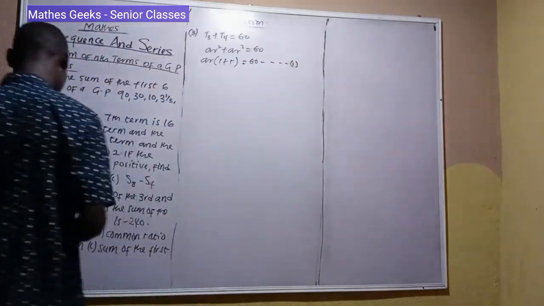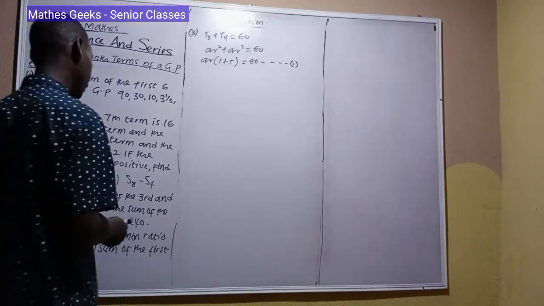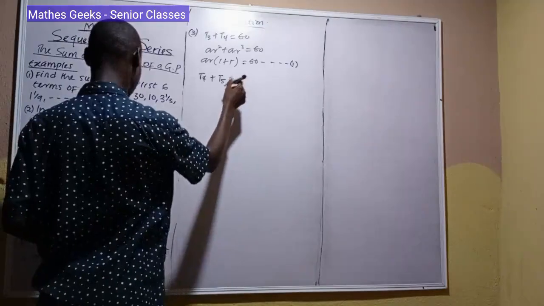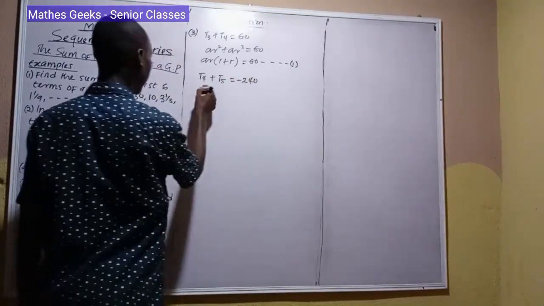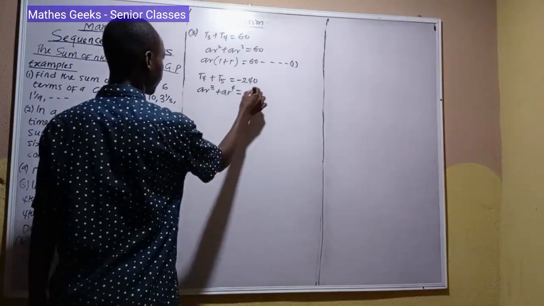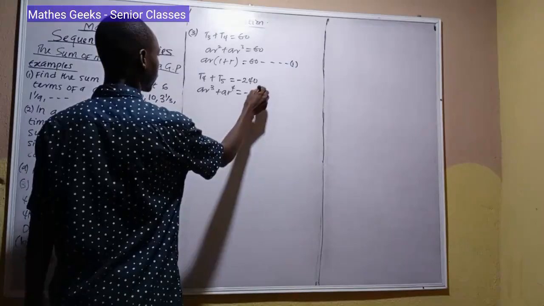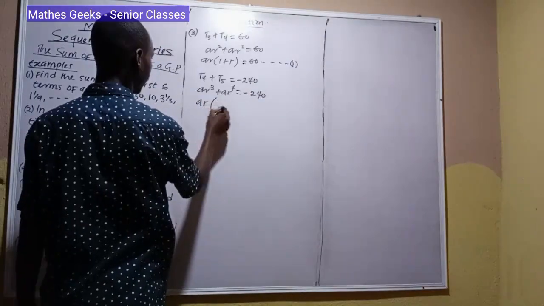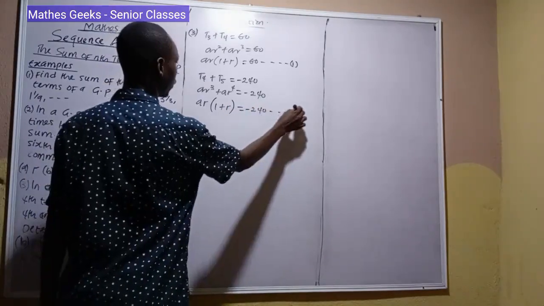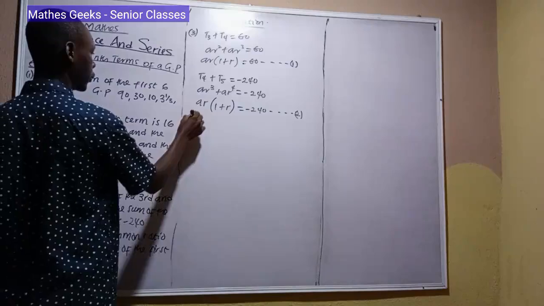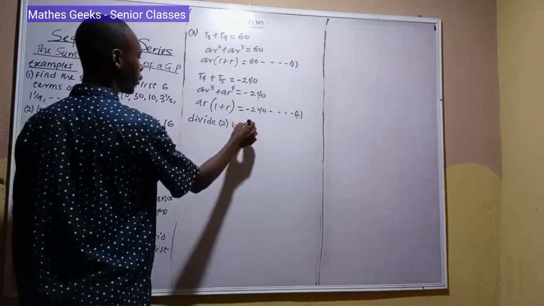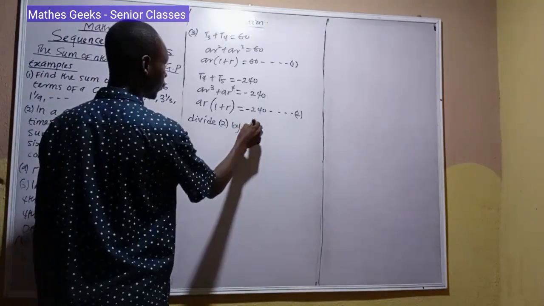Equation 1. And the sum of the fourth and fifth terms is minus 240. T4 plus T5 is minus 240. So ar^3 plus ar^4 is minus 240. ar^3(1 plus r) equal to minus 240. Equation 2. So we can divide equation 2 by equation 1.